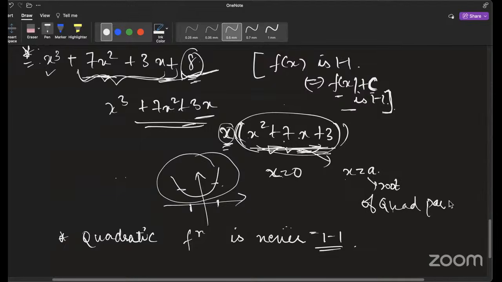Ma'am, suppose we get a quadratic equation in the place of this cubic equation, and we manipulated it. Can you complete this point, ma'am?